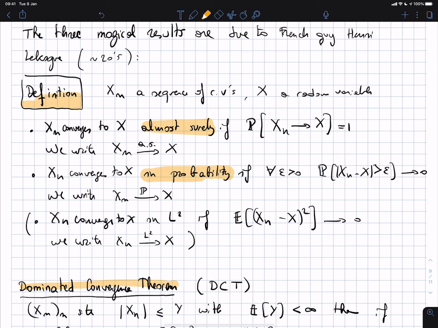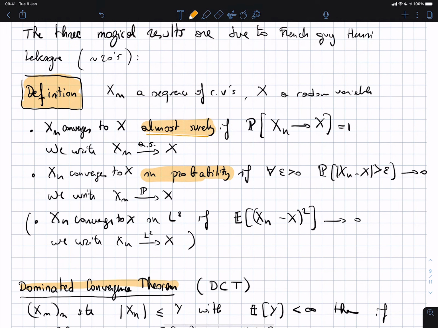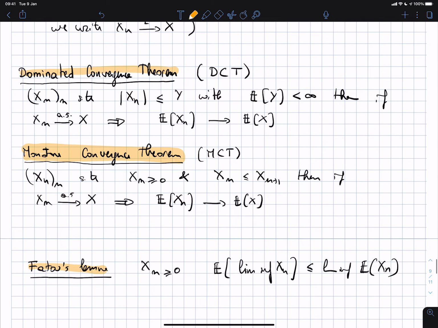So, about the notions of convergence, there are many of them. Here we focus on basically three: almost sure, in probability, and mainly in L2. And then we have mainly two results, dominated convergence and monotone convergence, and also this one, which allow us to exchange limits and expectations.